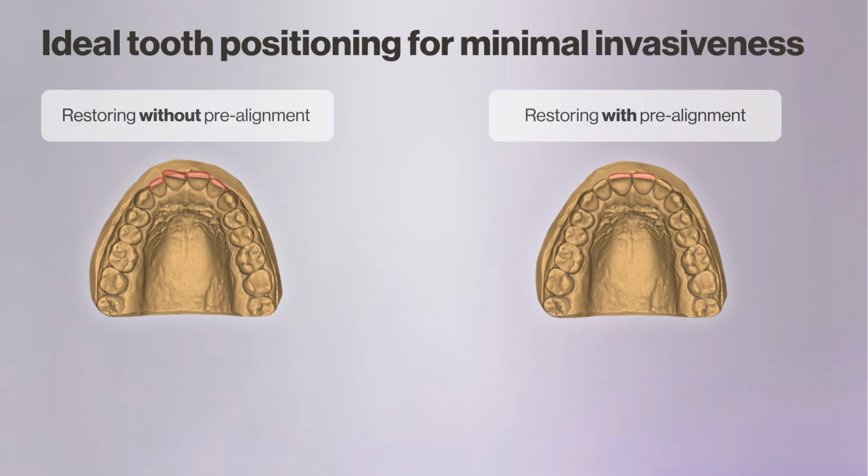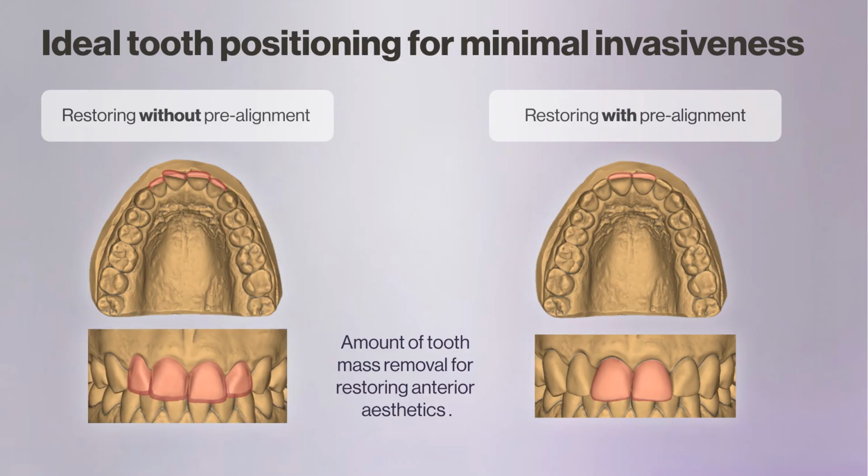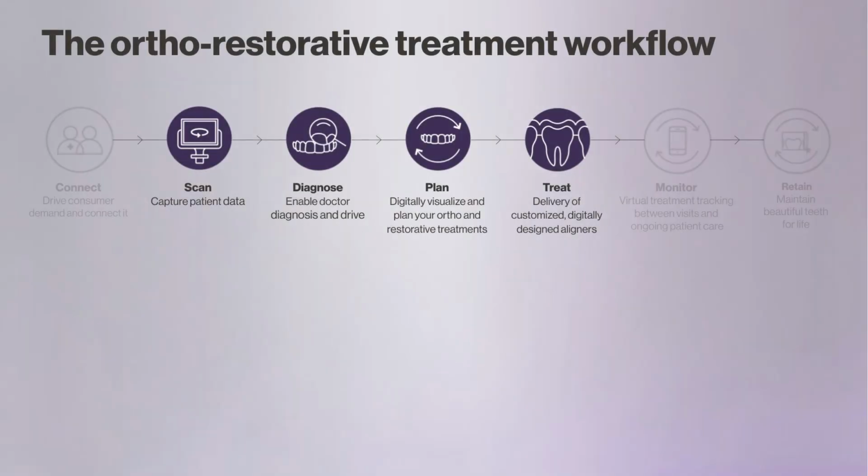In this example, we see the same case planned without pre-alignment and with pre-alignment. Notice the difference in tooth mass removal. Without pre-alignment, a greater reduction is needed to restore anterior aesthetics. With pre-alignment, the mass reduction on the central incisors becomes minimal, and the need for veneers on the lateral incisors is eliminated.